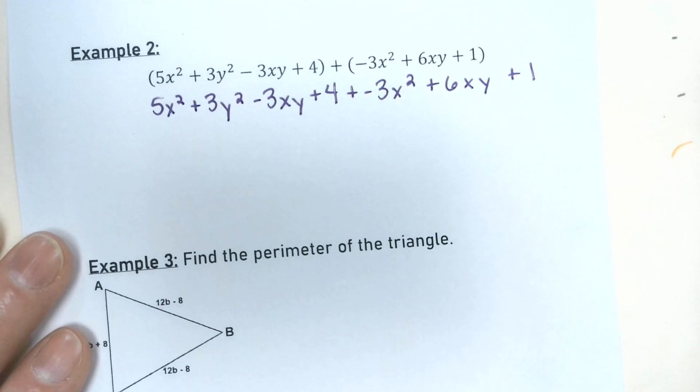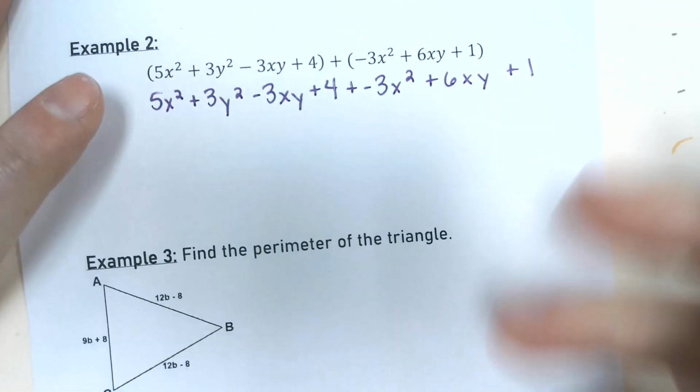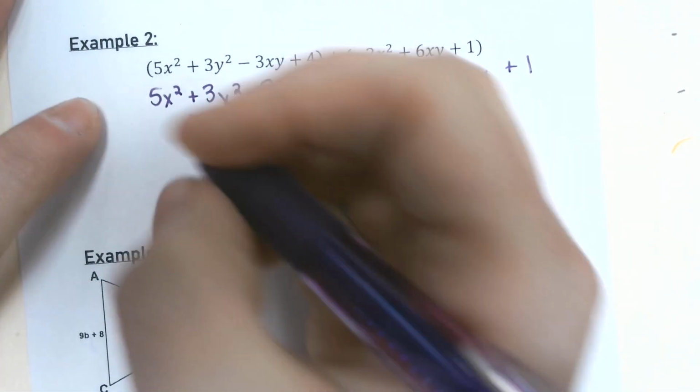So this step isn't 100% necessary. You don't have to do this step. When we get into subtraction, we do, because we have to distribute the subtraction sign or the negative sign. All right, let's look for like terms. I'm going to do x squareds first.